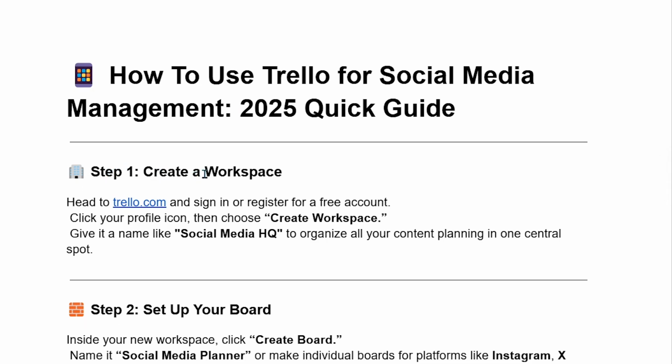Step 1, you have to create a workspace. Head to Trello.com and sign in or register for a free account. Click your profile icon, then choose Create Workspace. Give it a name like Social Media HQ to organize all your content planning in one central spot.